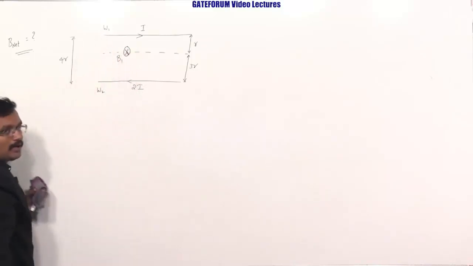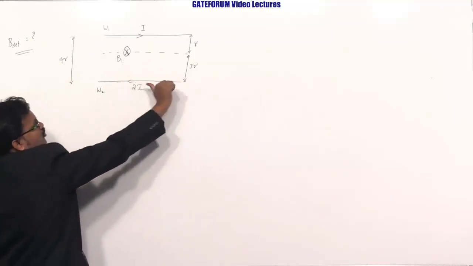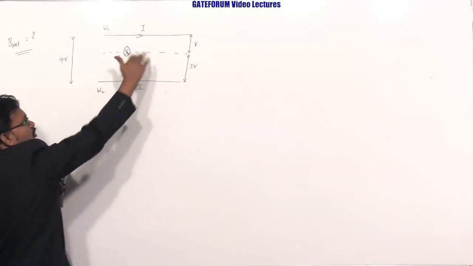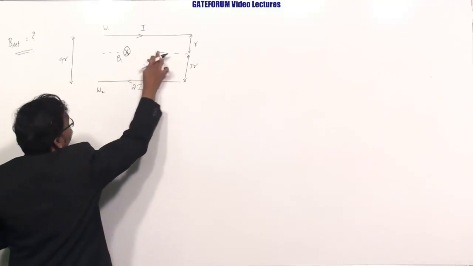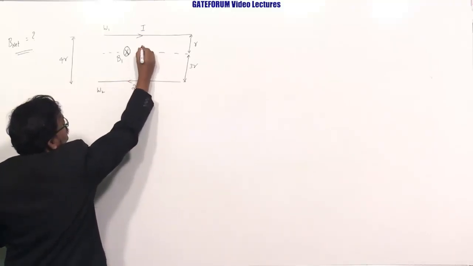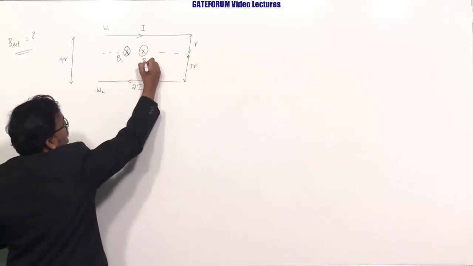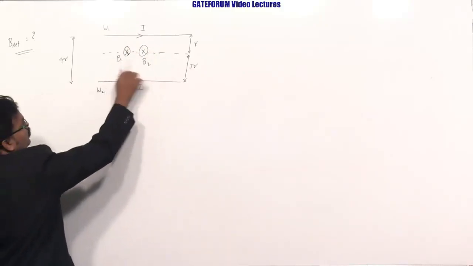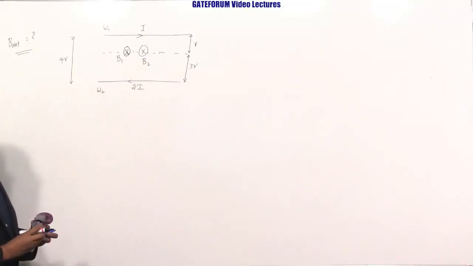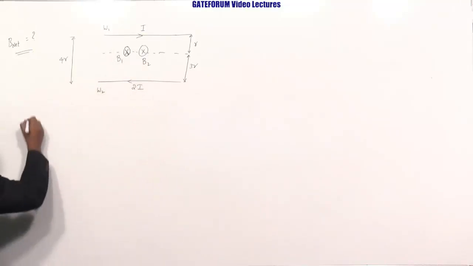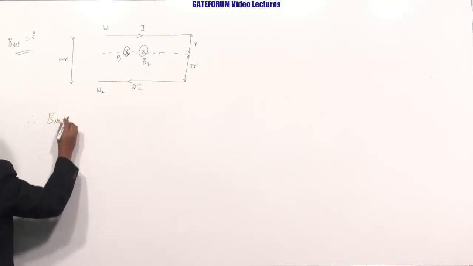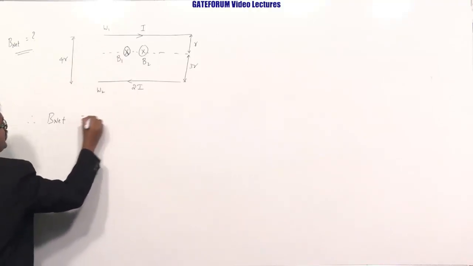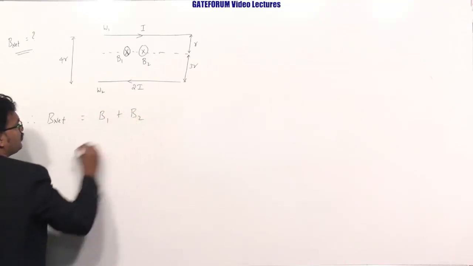W2 is carrying the current in this direction, so due to this current, the B field at this location is also going to point into the board. Due to the 2I, wire W2 produces the B2 field, pointing into the board. Now if you observe, B1 and B2 are both pointing in the same direction, so the net B field is going to get added up. Therefore, the net magnetic field at a distance r from W1 is B net equal to B1 plus B2.